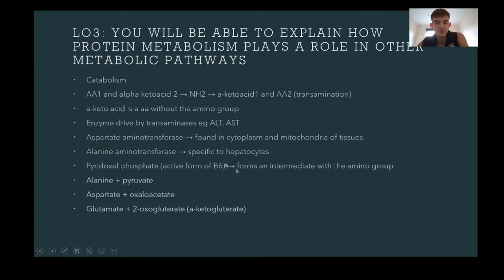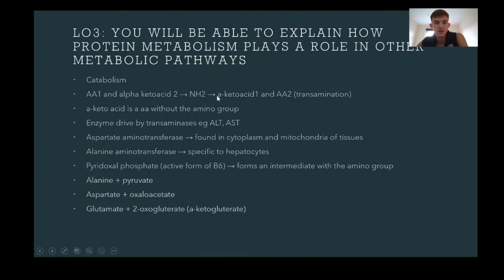So we've got these two main ones, AST and ALT, so aspartate aminotransferase and alanine aminotransferase. The first one's found in the cytoplasm and mitochondria of tissues, whereas the second one is specific to hepatocytes. So I always remember ALT, we've got L in this, so it's related to the liver. And these are markers of damage. So if you see raised levels of ALT, that could suggest hepatic damage.